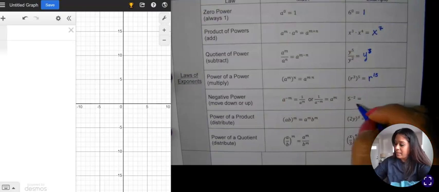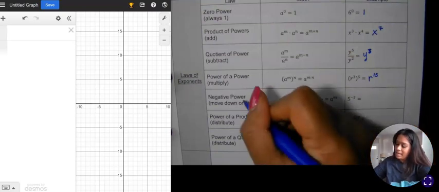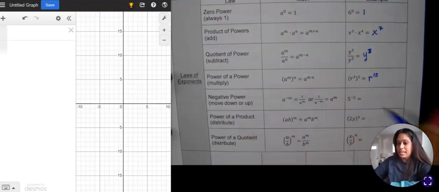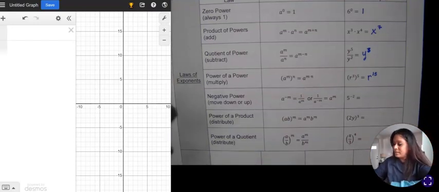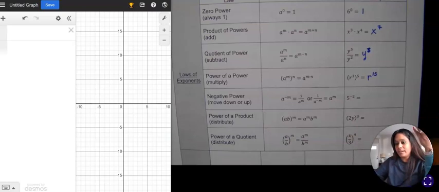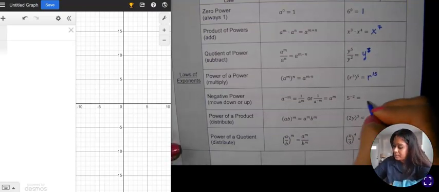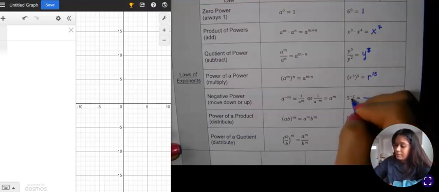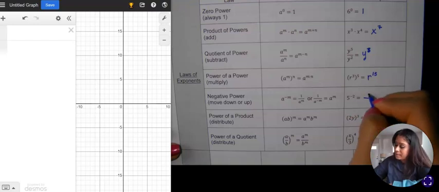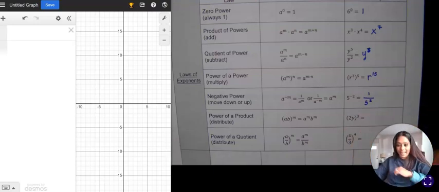Okay. And then the negative power. So anytime you see a negative exponent, it kind of does a little elevator ride. So it moves from the numerator to the denominator or the denominator to the numerator. So for example, right here, I'm going to go ahead and put a little fraction bar. So 5 to the negative 2. So I'm going to go ahead and put a 1, and this moves in the denominator, 5 to the positive 2, and then the negative goes away.